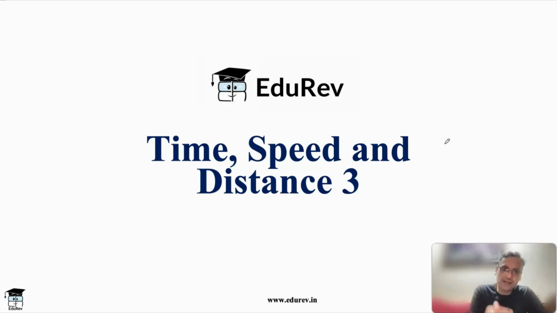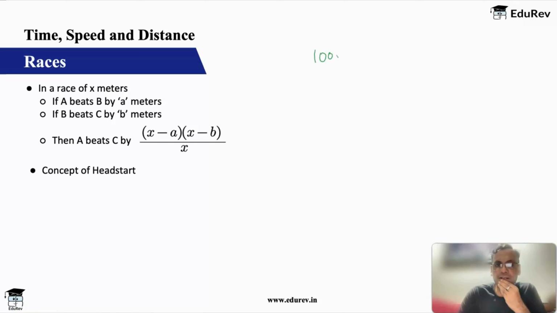Now, basically, if there is a race, let's understand some terms here first. Let's say there is a 100-meter race. In a race of X meters, A beats B by a meters. That means A beats B. Now, what does it mean? When can someone beat someone else? You can beat someone else only if you have completed the race, right? You can't be somewhere in the middle and then you beat someone, right?